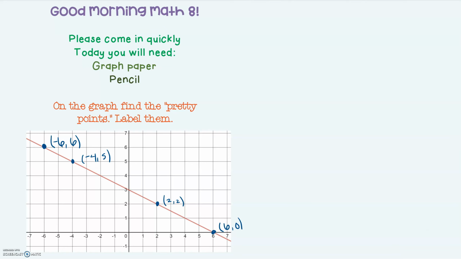Remember that in order to find a pretty point, it needs to be a part where our x-axis values and our y-axis values cross each other nicely so that we can see that exact value. So you can see them here because I have put the dots on those points and labeled them for you.